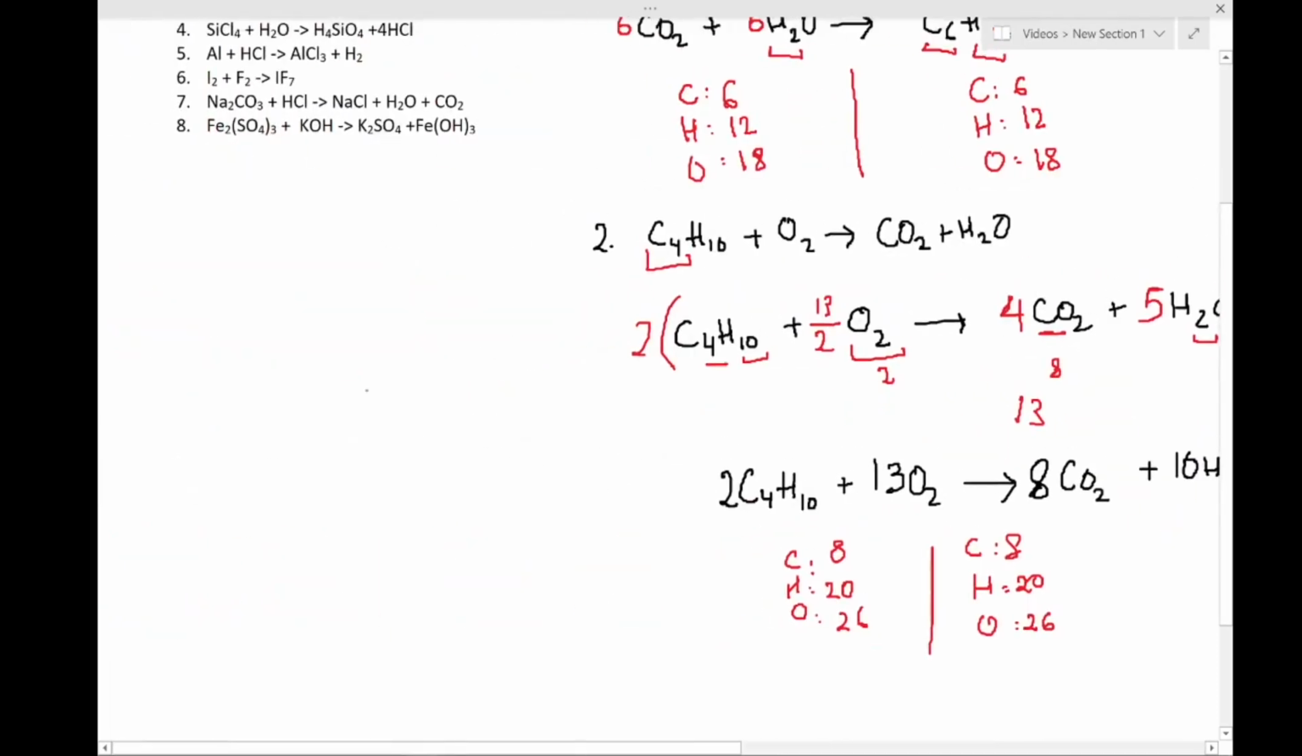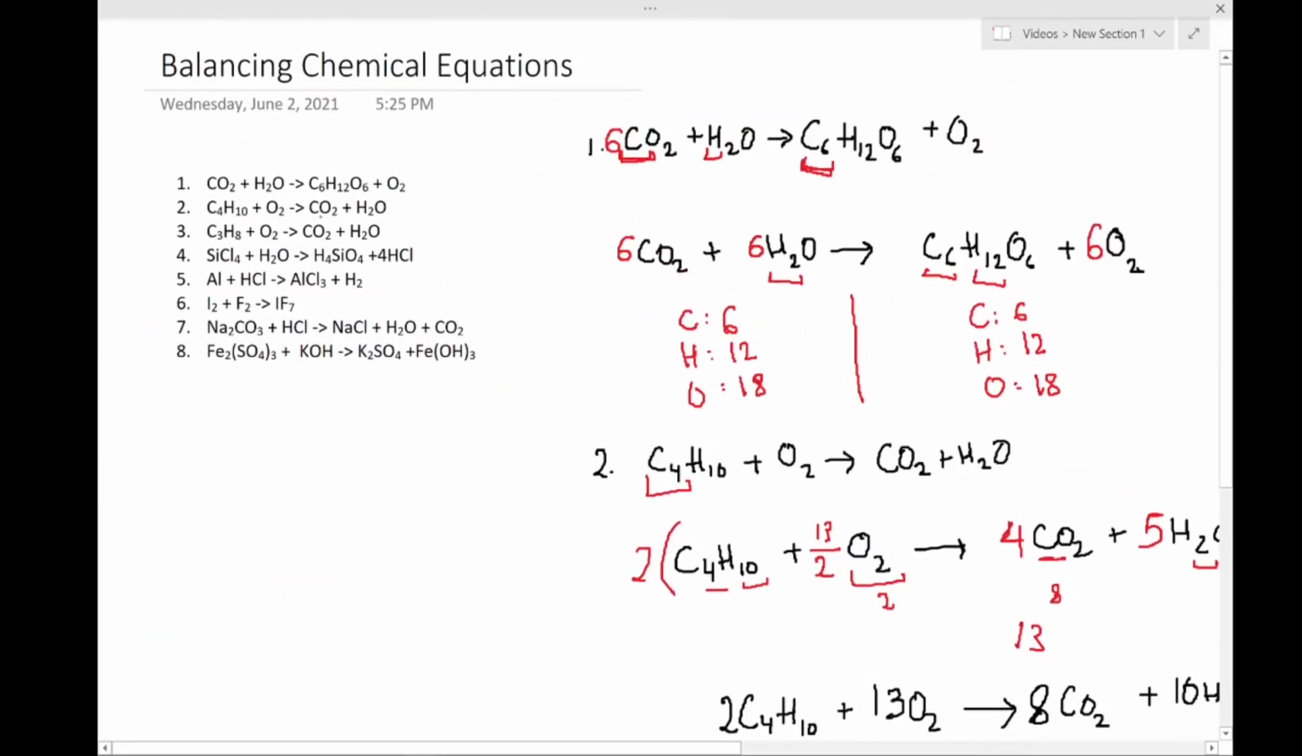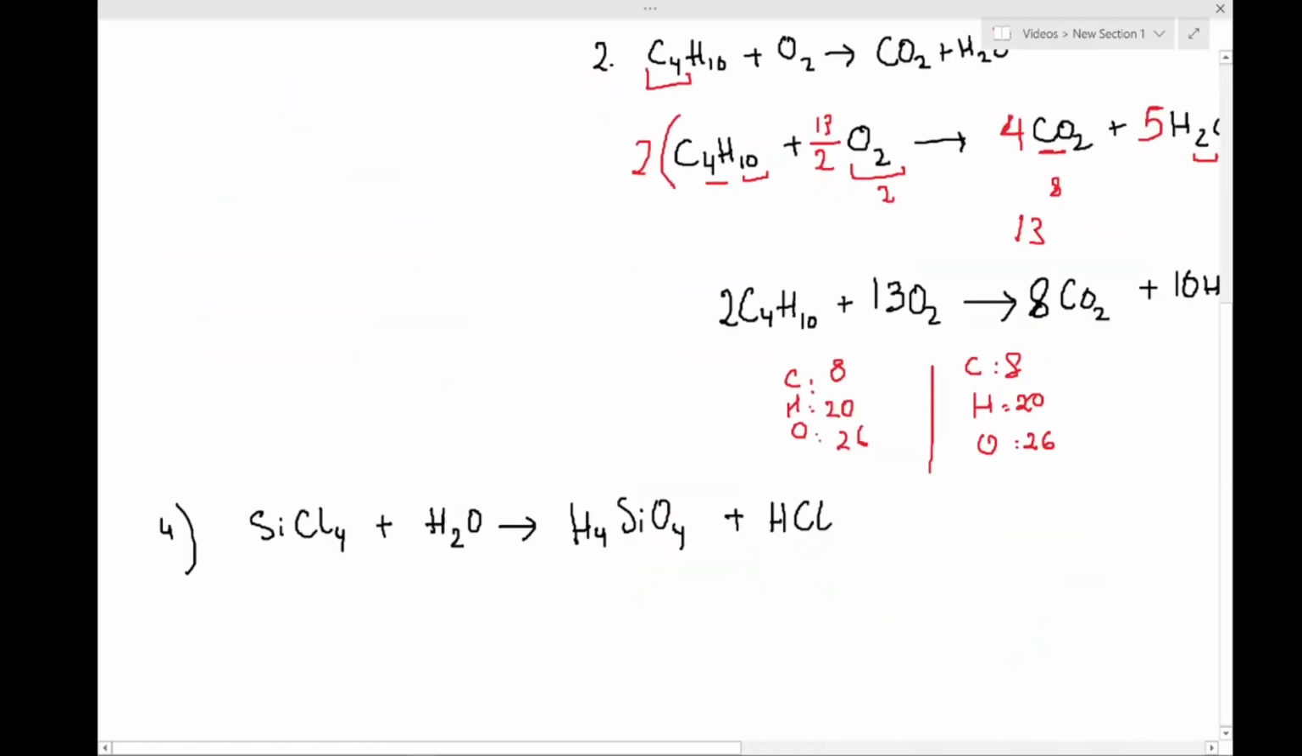Now let's look at the next one. I think it's a metal reaction. Okay, now this is the reaction, we're looking at number 4 here. So this is the reaction with SiCl4 and water. So now what we want to do is look at which elements occur only once.